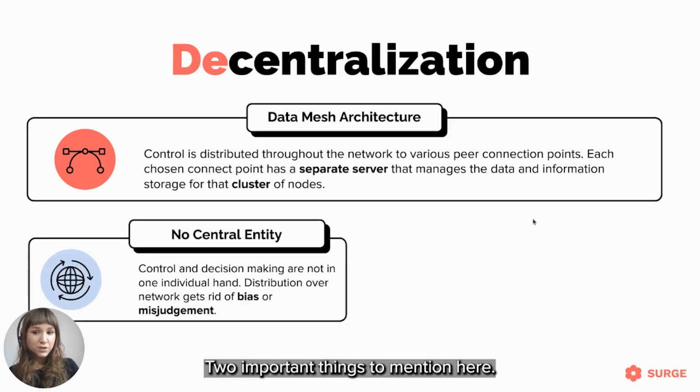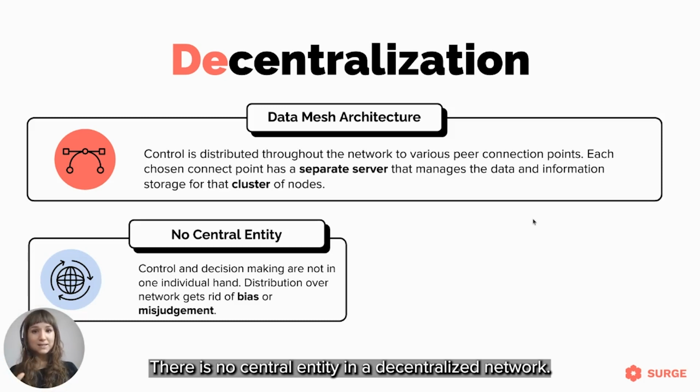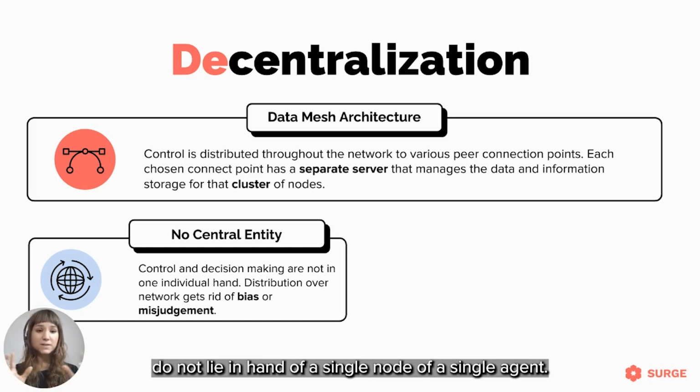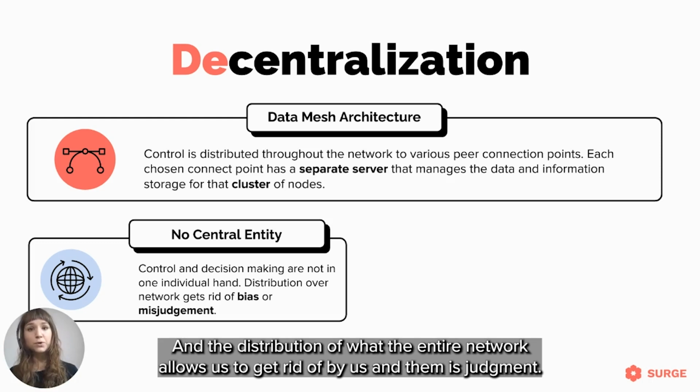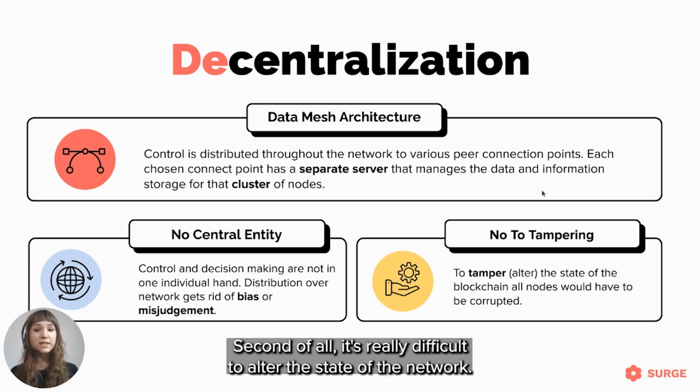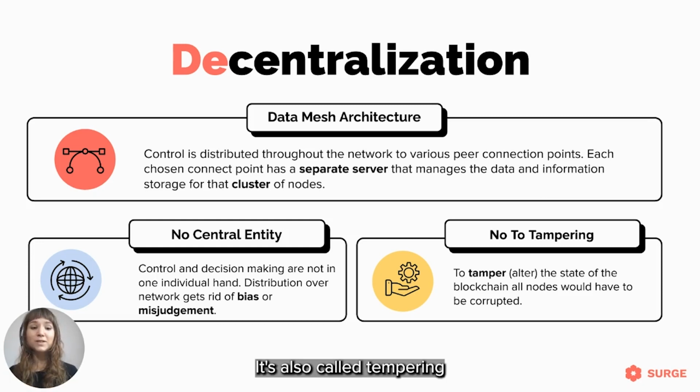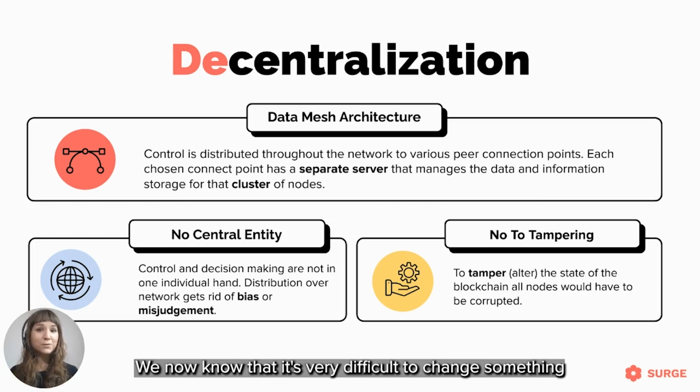Two important things to mention here. There is no central entity in a decentralized network. So the control, the management of decisions do not lie in hands of a single node, of a single agent. And the distribution over the entire network allows us to get rid of bias and the misjudgment. Second of all, it's really difficult to alter the state of the network. It's also called tampering. Going back to the analogy of the net, we now know that it's very difficult to change something without affecting all the other nodes in the network.